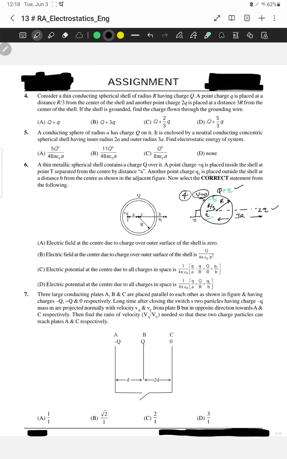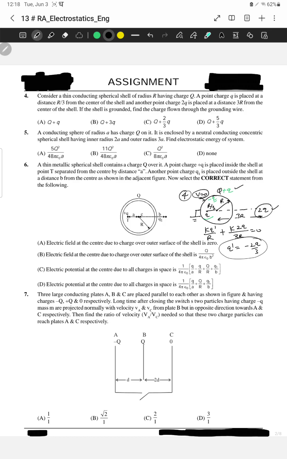So net potential of this spherical shell is 0. That means kq'/r, that self potential, plus potential due to others. Others will have only 2q, so 2q will produce that potential. So k·2q, how much potential will come at the center 3r, is equal to 0. So from here q' will be minus 2q by 3.